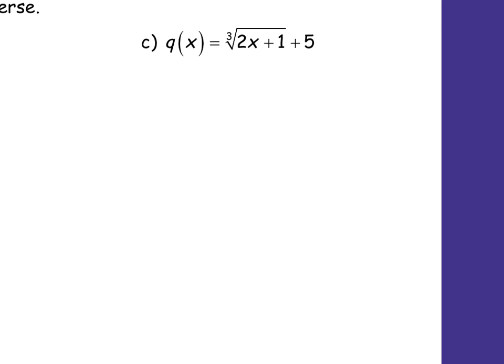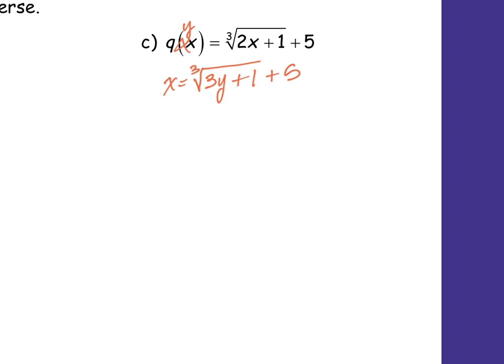Okay, so we're going to do this, right? Switch my x and my y. So this is y. So I've got x equals the cubed root of 3y plus 1. Oh, I made my thing a little too long. Plus 5. Okay? Questions? Are we okay?